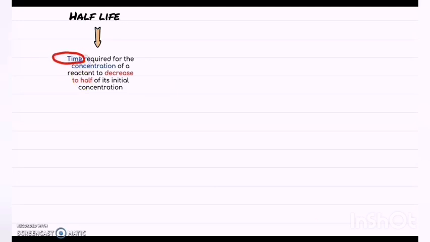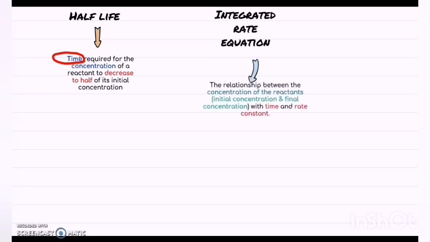Okay, next, half-life is the time required for the concentration of a reactant to decrease to half of its initial concentration. It is about time. Okay? And lastly, integrated rate equation is the relationship between the concentration of the reactants, which include the initial concentration and final concentration, with time and rate constant.